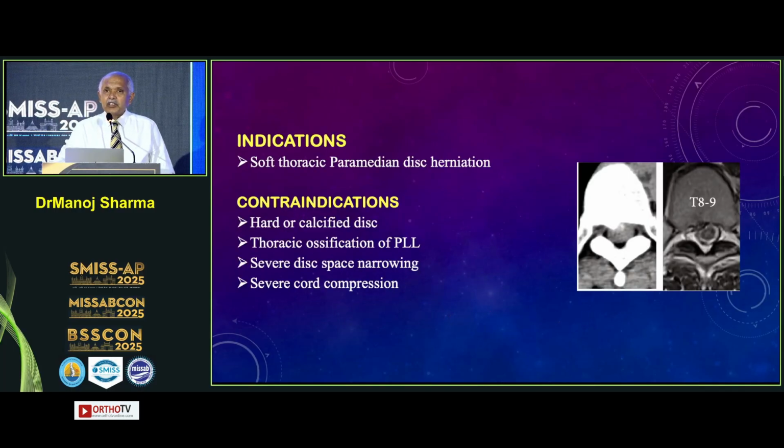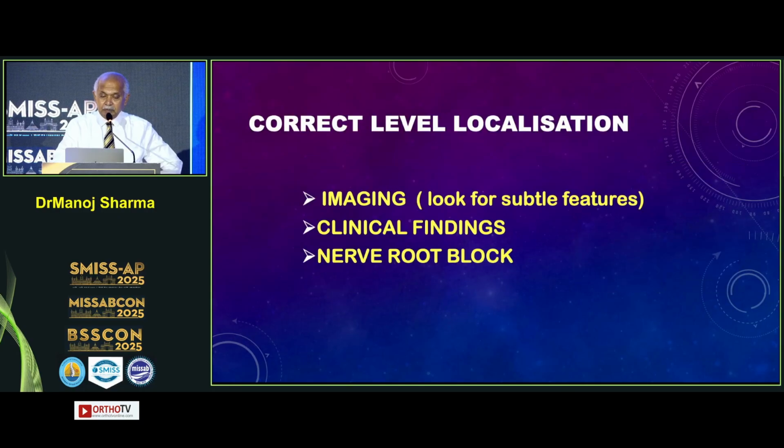Now, the indication for beginners would be a soft disc on the paramedian side, whether it is foraminal or a little medial. But a central disc is not a good disc to do, and it should be a soft disc. It should not be calcified. So CT scan is important, as you see on the right side. The contraindications would be a hard calcified disc, a thoracic ossification of PLL, severe disc space narrowing, severe cord compression.